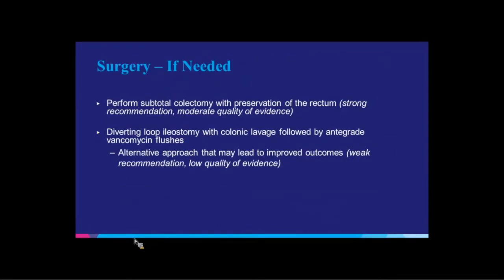Surgery. So they do recommend it if needed. Subtotal colectomy with preservation of rectum is the strong recommendation, moderate quality of evidence. Diverting loop ileostomies with colonic lavage followed by antegrade vancomycin flushes is an alternative approach that may lead to improved outcomes if you want to try and preserve the colon. It's a weak recommendation, low quality of evidence. They come down as the subtotal being the first line.